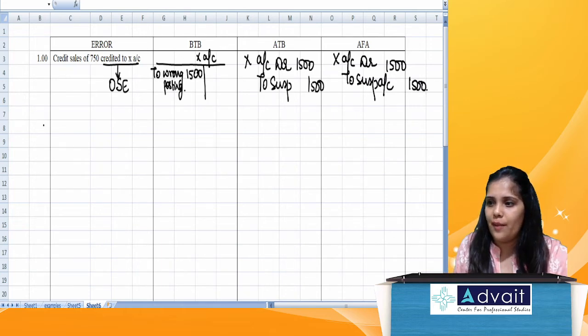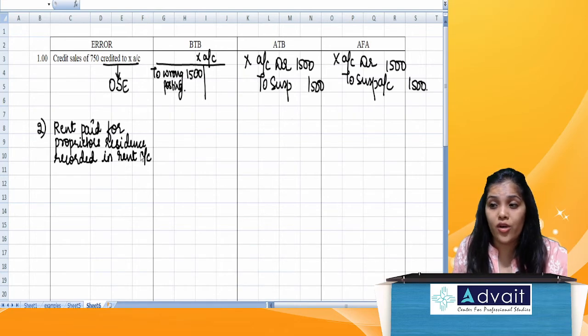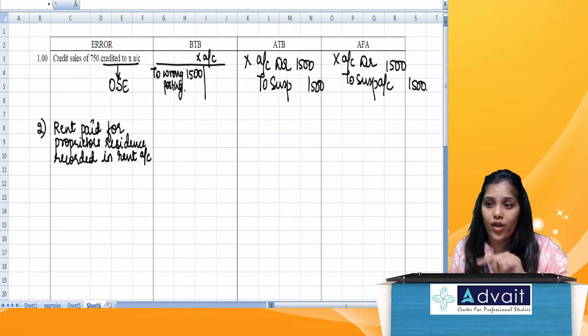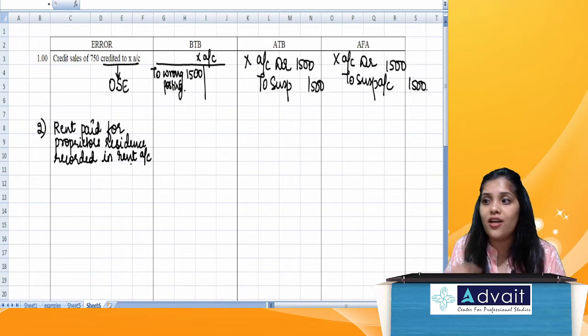Okay. Now, this is the first type. Now, let's go to second type. Rent paid for... Now, sometimes I will trick you also, okay? I will write the entry which will be correct and I'll ask you to rectify. So, you should think first whether this is wrong or not. Rent paid for proprietor's residence recorded in rent account. Now, first thing, is it an error or not?